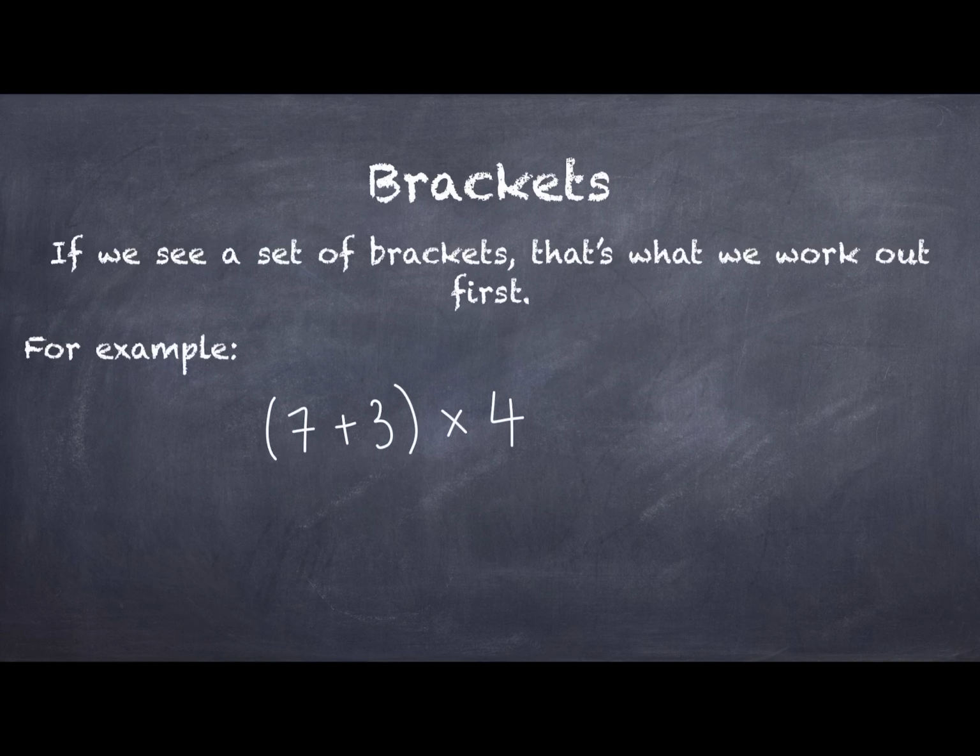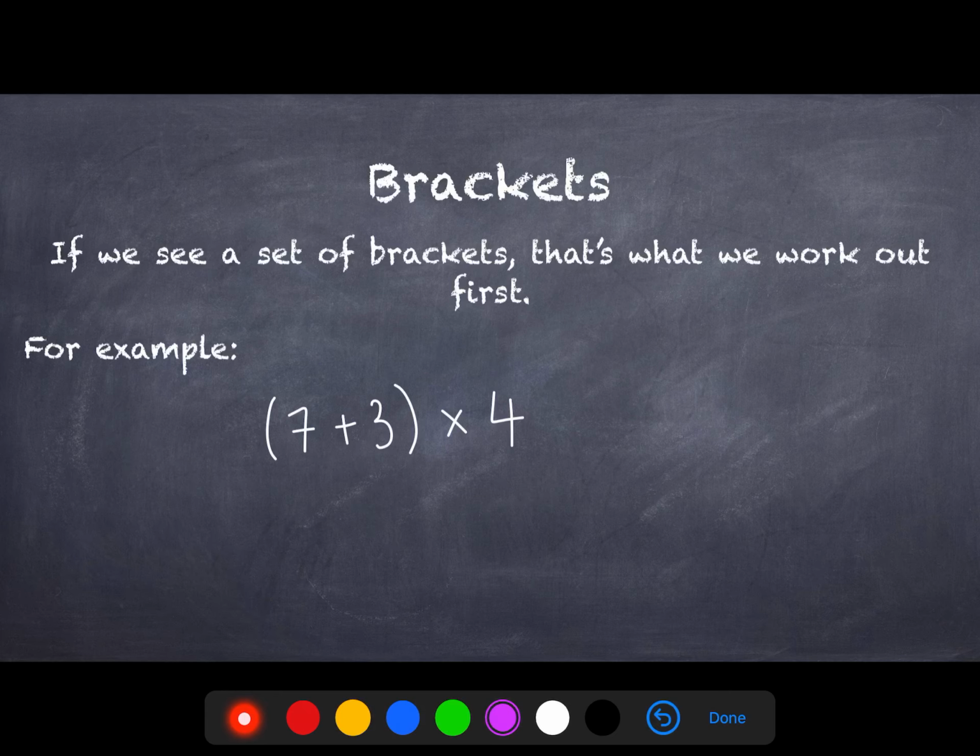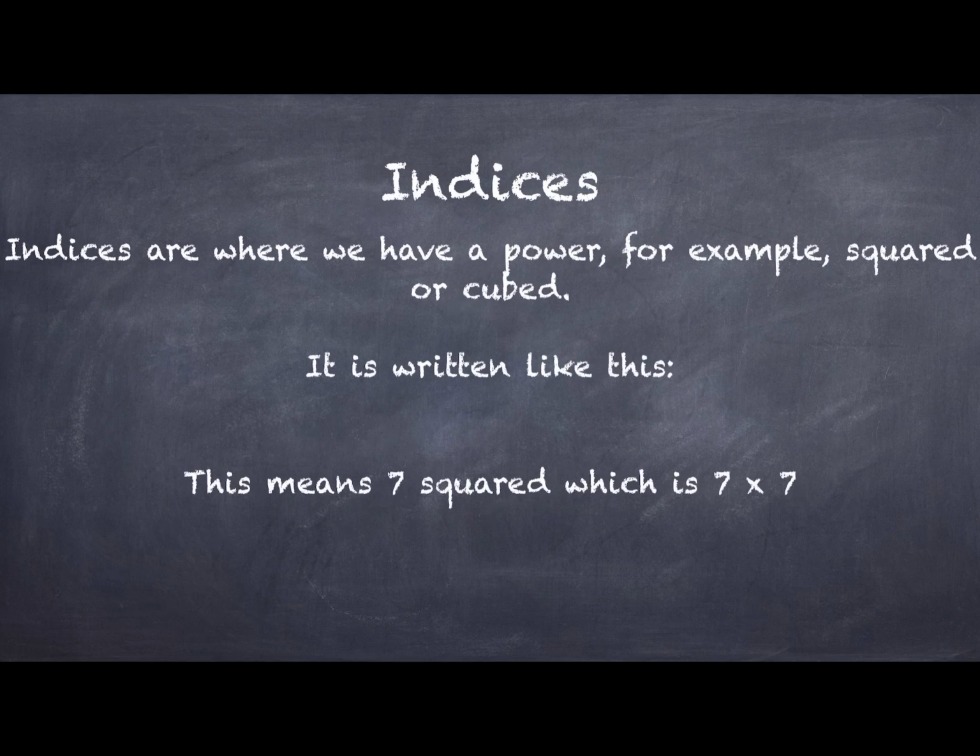Moving on now. So brackets. If we see a set of brackets, that's what we're going to work out first. Okay, that comes at the top, that's the B in BIDMAS. So for example, if we've got something like this here, we can see that we've got a set of brackets, so we're going to do those first. Okay, so we've got 7 plus 3, that's going to be 10, and then we've got times 4, it's going to give me 40. Okay, and normally, remember, we would do a multiplication before an addition, but because we've got those brackets in place, that is our number one priority to get done first. Okay, so brackets is the number one thing.